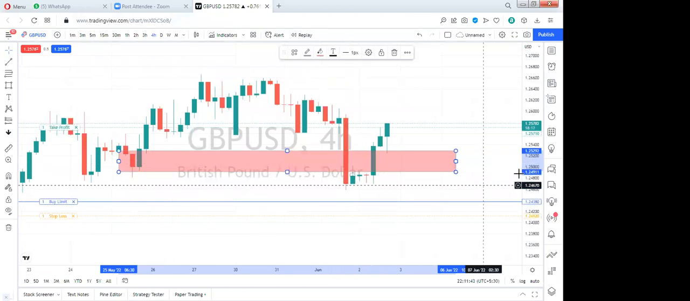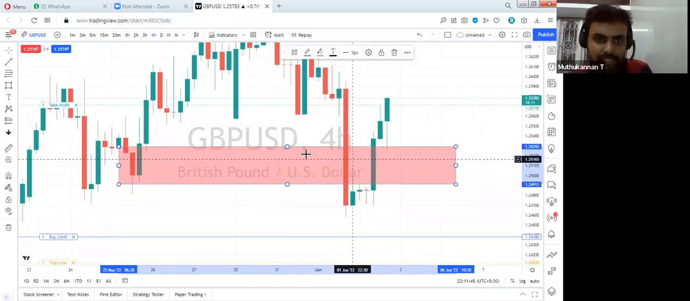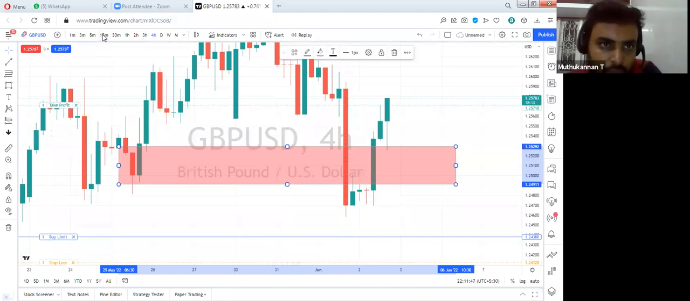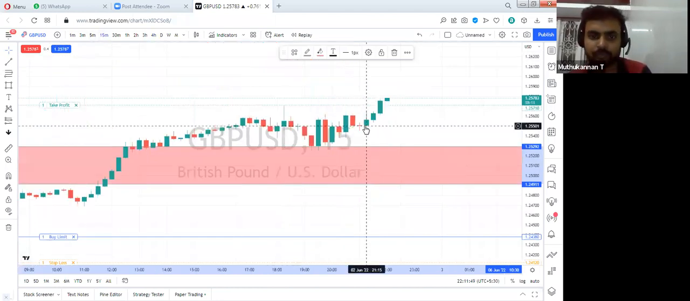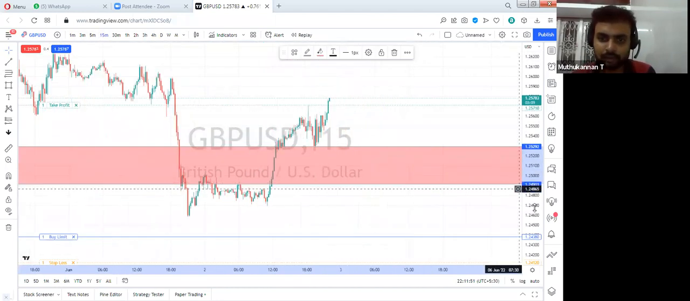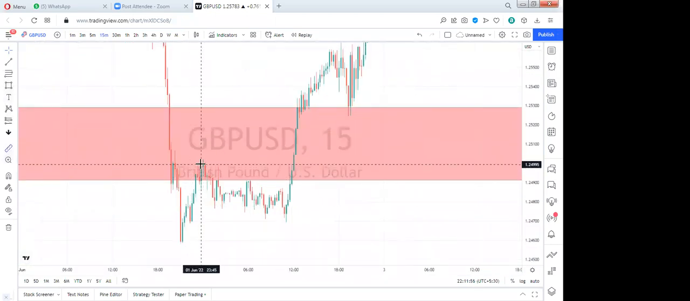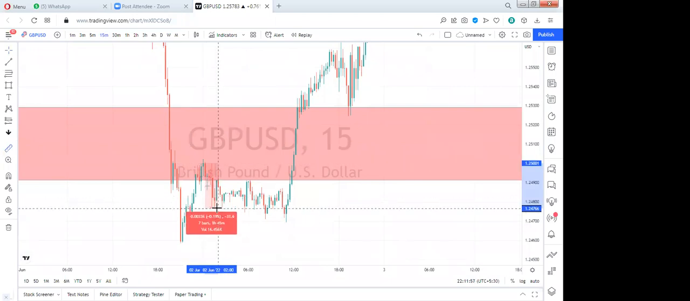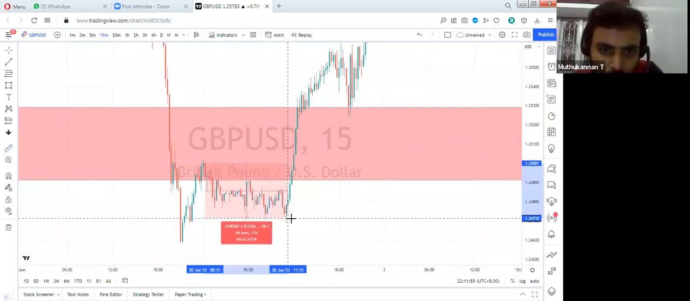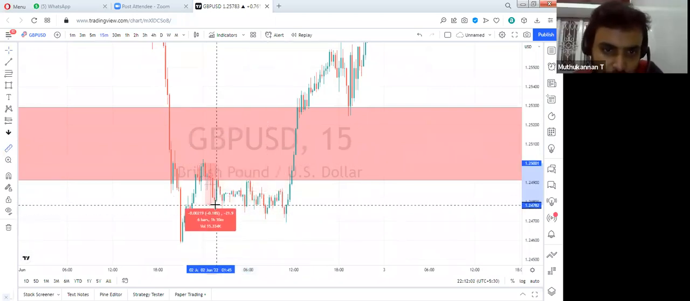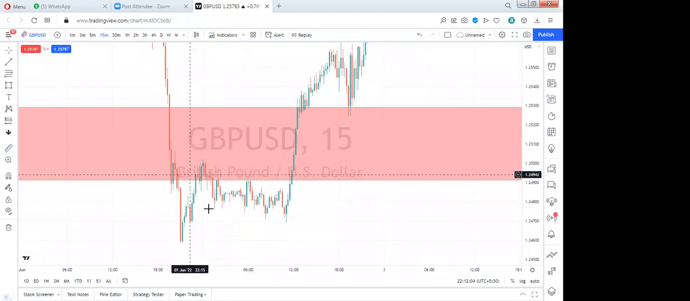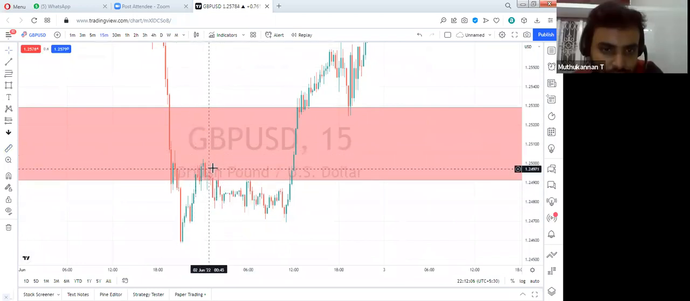It touched, so it gave you some points, especially as it's a 4-hour candle. So when you go to the 15 minutes time frame, it gave you some decent points. There is no denying that. From here it touched, and it gave you around 300, 400 points. So yes, you are able to capture this small down movement.